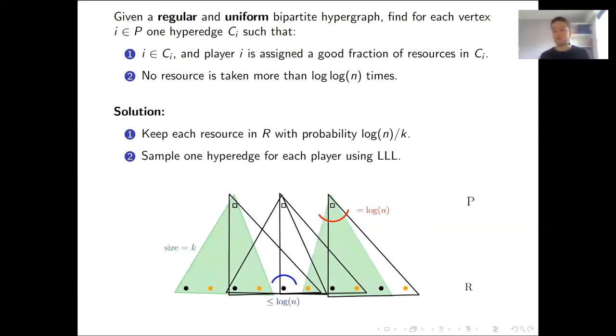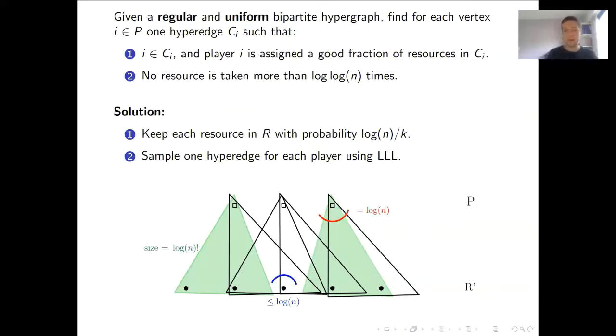And what's their solution? The solution is two steps. First, we sample down the resource set R to obtain a set R prime, where each resource is kept with probability log n by k. So it looks like this: the resources in orange are selected at random and become R prime. Now the effect is that each hyperedge has a much smaller size. Before they had size k, now with high probability they have size roughly log n.